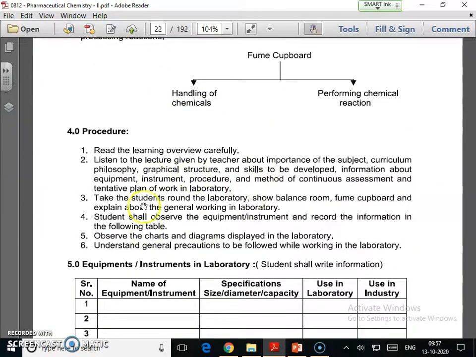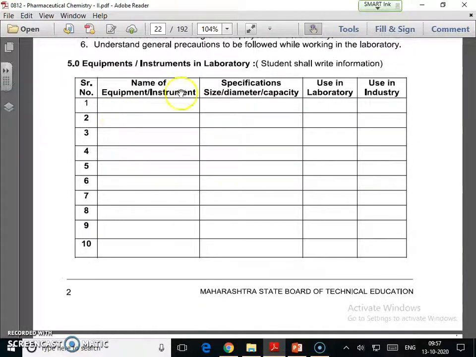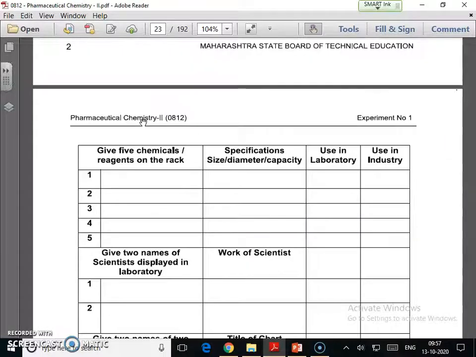Now, as far as the procedure is concerned, you have to read these procedures step by step, just as I explained. This will be the same. Now you have to complete the observation table, in which you write the name of the equipment, specification, use in laboratory and use in industry. I'm giving one demo for the ABS refractometer, so you can judge the name of the equipment; that will be the ABS refractometer. I'm uploading a video in Moodle to help you understand the demonstration of this instrument. From that demo you can write the specification, use in laboratory and use in industry. The name will be ABS refractometer.